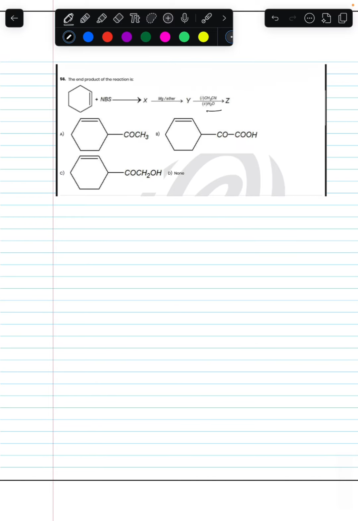Next question is 56. The end product of the following reaction: cyclohexene reacts with NBS, N-bromosuccinimide. This reaction goes by a radical mechanism, so the most stable radical is at the allylic position. So bromine will attach at the allylic position. Then it is X, which further reacts with magnesium in ether. It is the formation of a Grignard reagent.